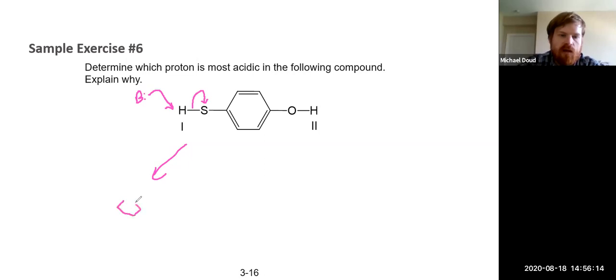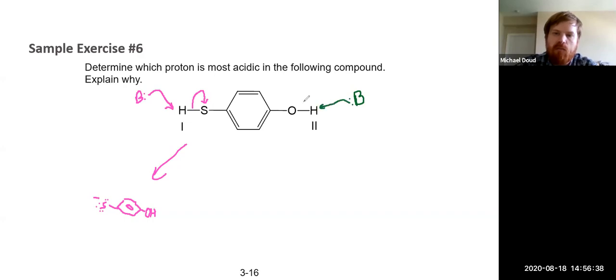Drawing a hexagon. There we go. This one hasn't changed, it's OH on this side. But now we have sulfur, and this sulfur has an extra lone pair now, so it looks like that, and a negative formal charge. Now let me change the color of this pen, and then we imagine the same thing happening, but to proton number 2.